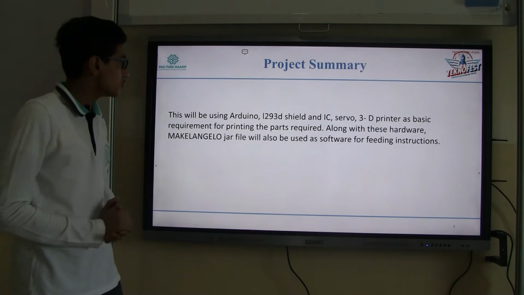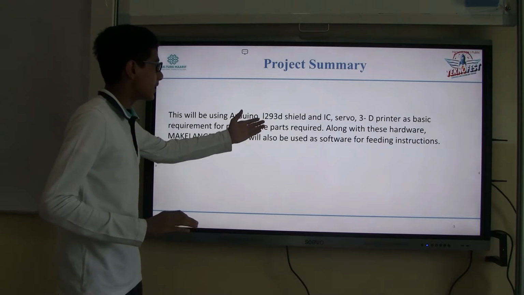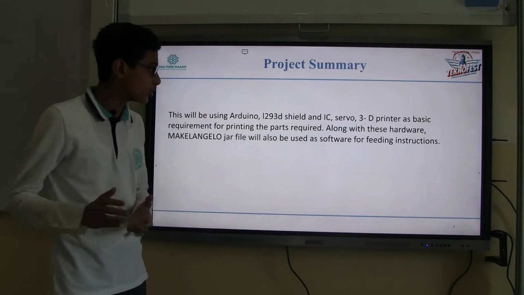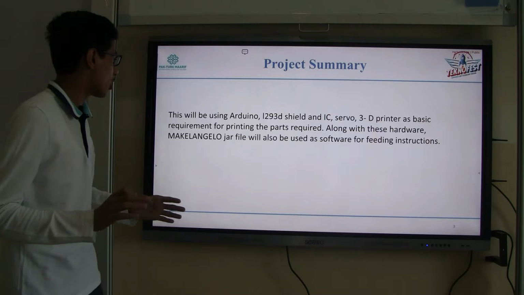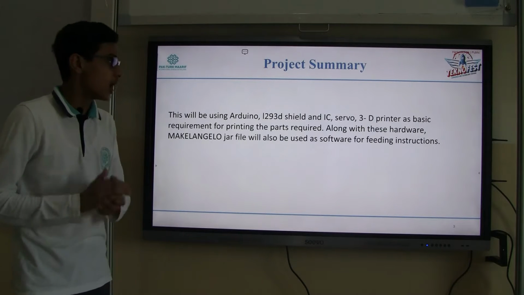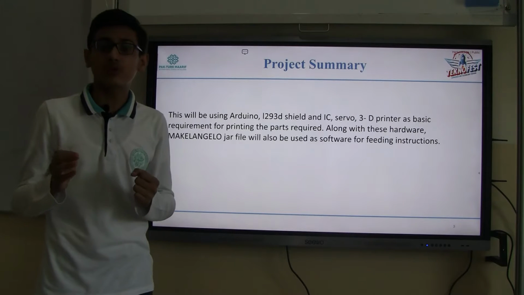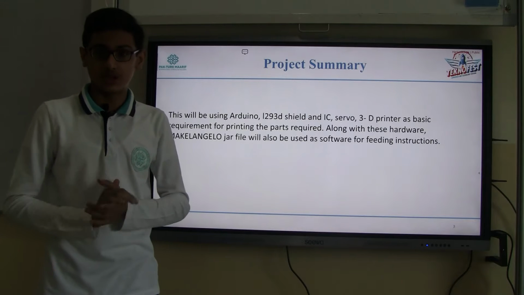My project will use an Arduino, L293D motor driver shield and IC, a servo motor, and a 3D printer as a basic requirement for printing all the parts required. Along with this hardware, there would be software for feeding instructions, Michelangelo.